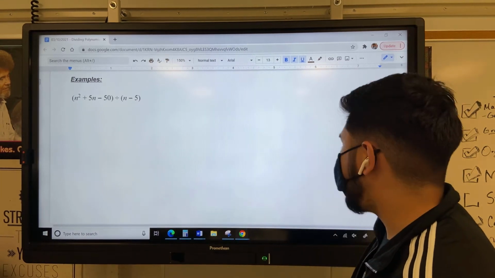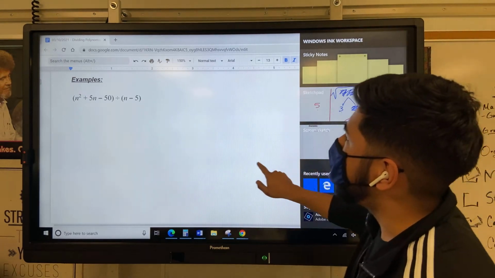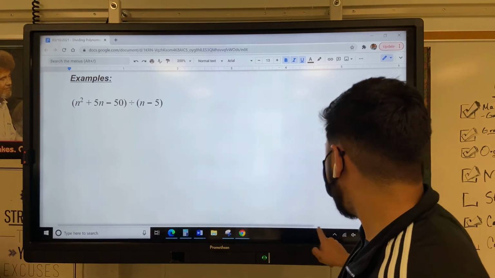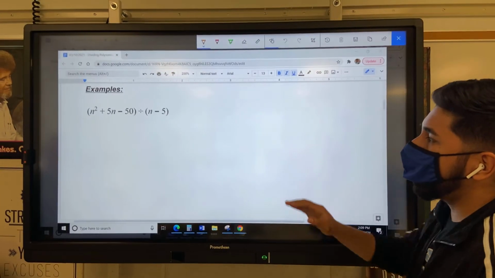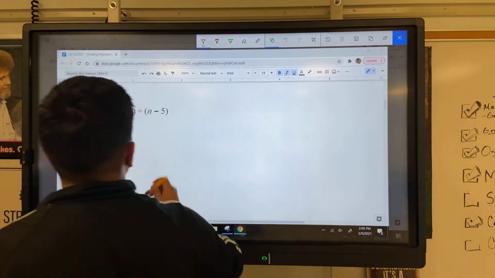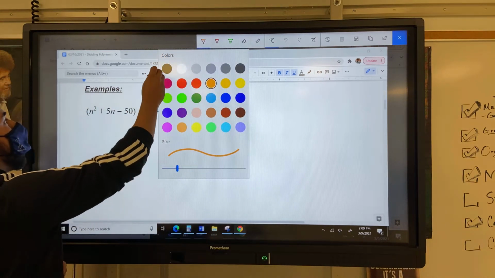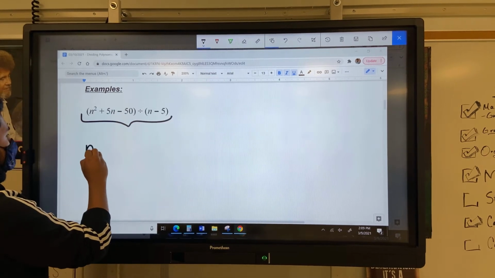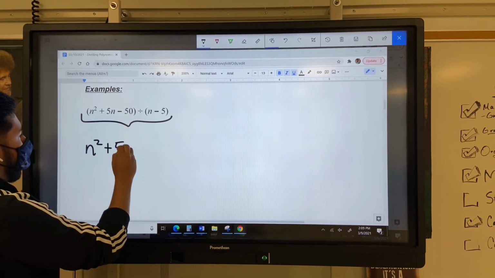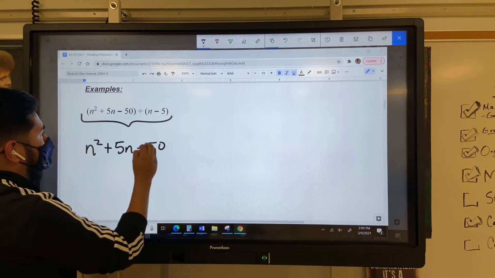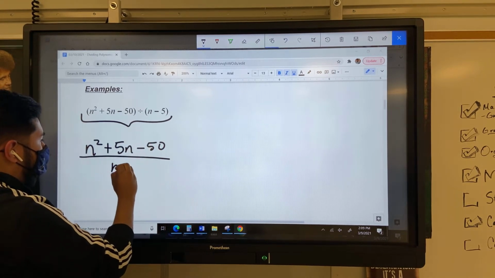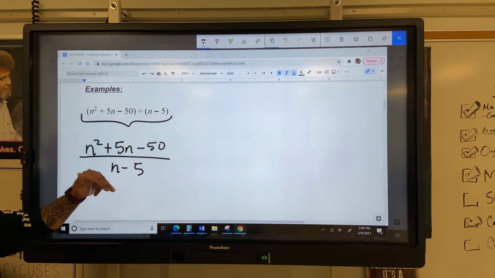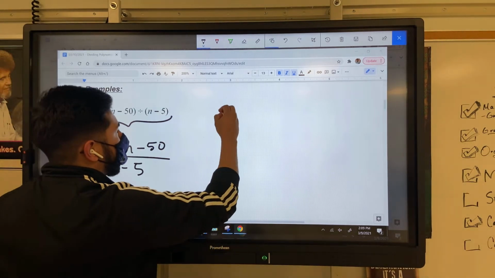Here we go. Examples. Let me zoom that in a little bit. All right. Now, right here is straightforward, just giving it to you in parentheses. For the quiz, I have it placed a little differently, so let's fix it right there. We got n squared plus 5n minus 50 divided by n minus 5. All right. We got the trinomial on the top, the binomial on the bottom, and now let's set up the box.